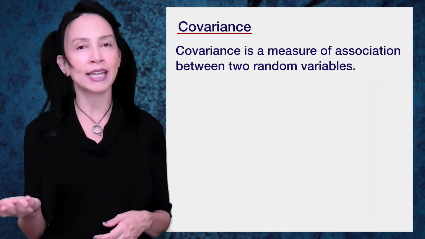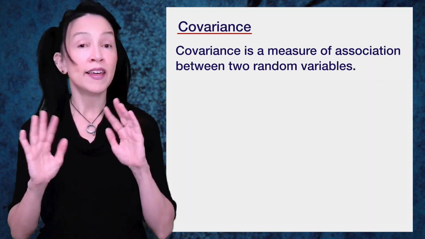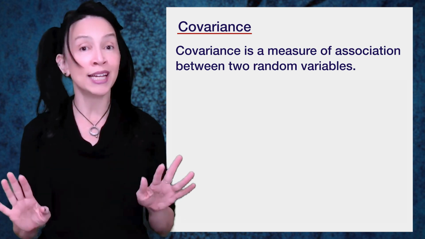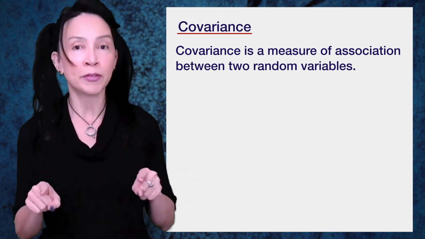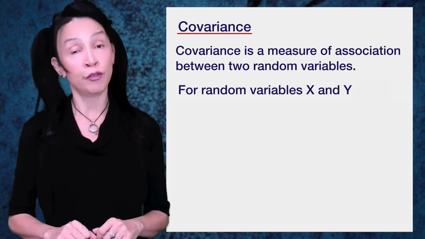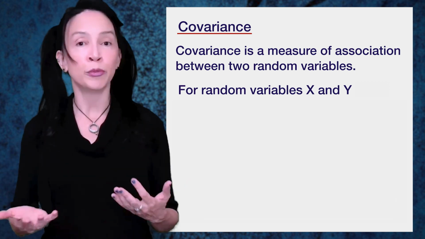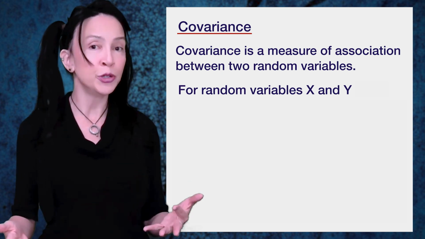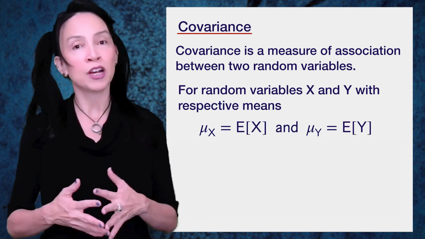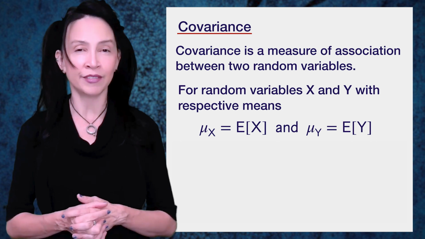Covariance is a measure of association between two variables. So let's say I have two random variables, capital X and capital Y. They have their own distributions, their own means, their own variances. Let's talk about the means. There is an expected value for X and an expected value for Y. We usually use the Greek letter mu for expectations, but because there's two of them, I'm going to use mu sub X and mu sub Y respectively.